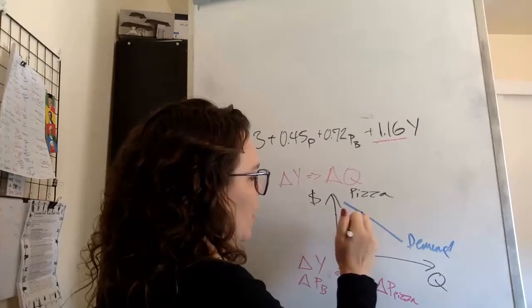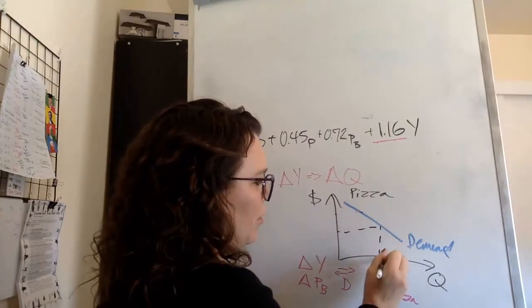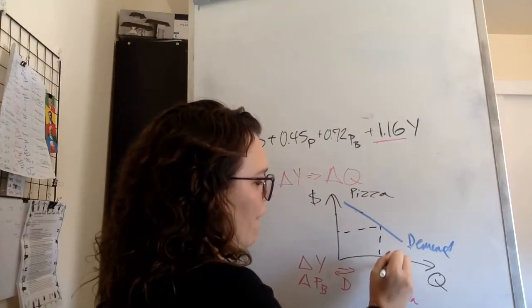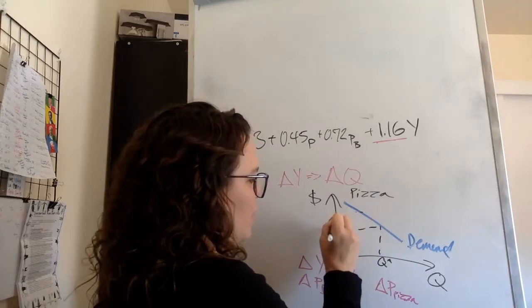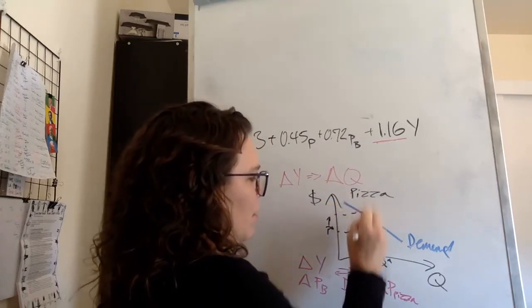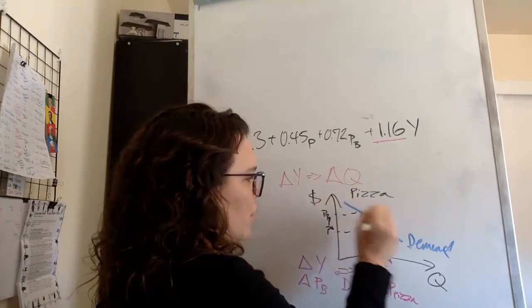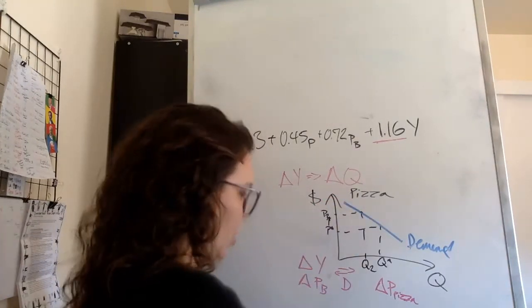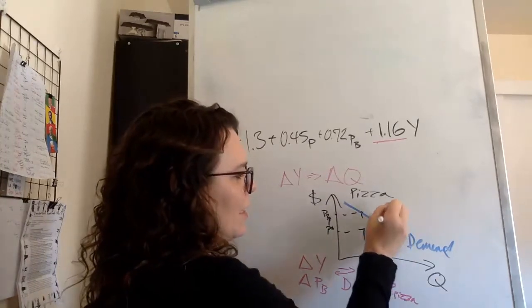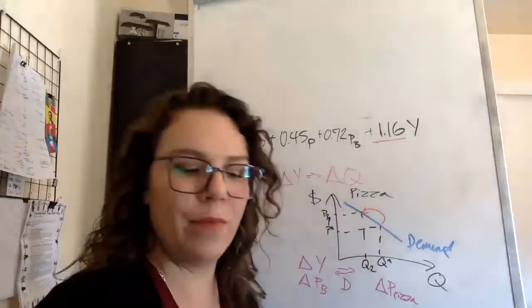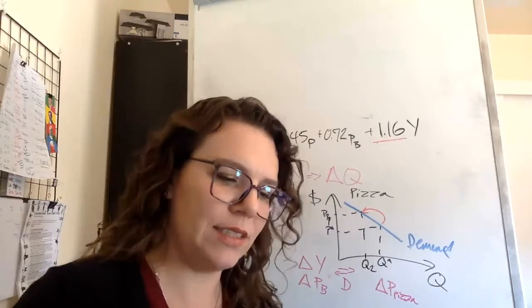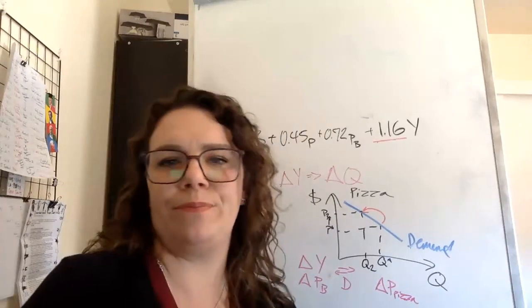So let's start out here in some general spot where we've got some quantity of pizza and some price of pizza. If the price goes up, that's going to move us along the curve, right? That's going to be a change in quantity demanded. Okay, so hopefully that makes sense and is familiar.